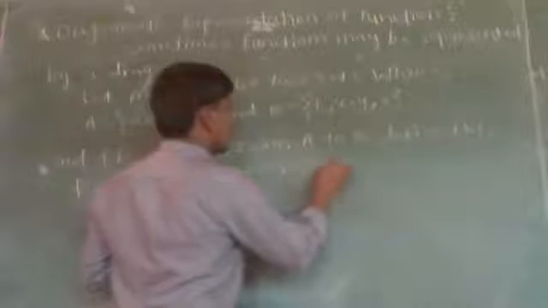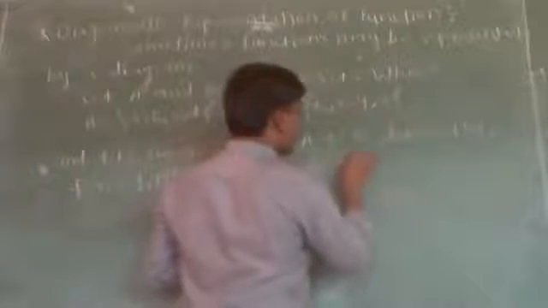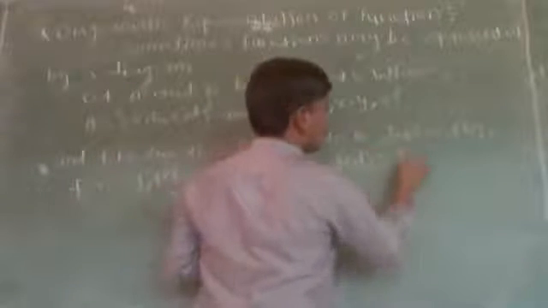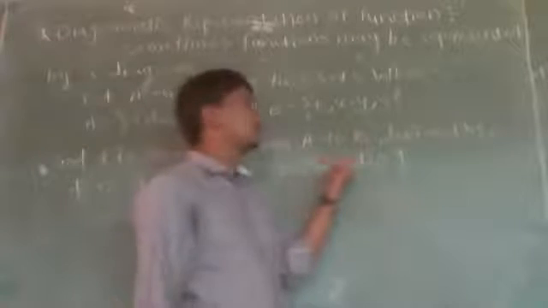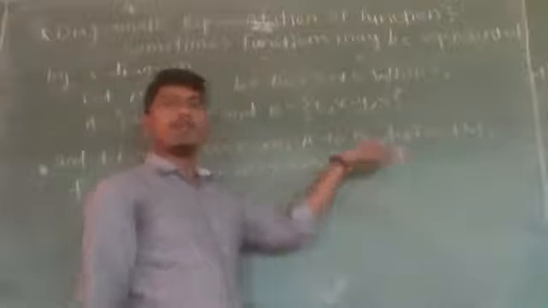f of a equal to y, f of b equal to x, f of c equal to z, and f of d is equal to y. This is the function defined from set A to B. Now we have to see the diagrammatic representation of this function.